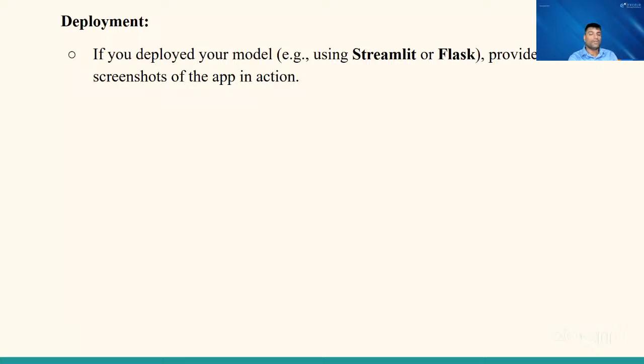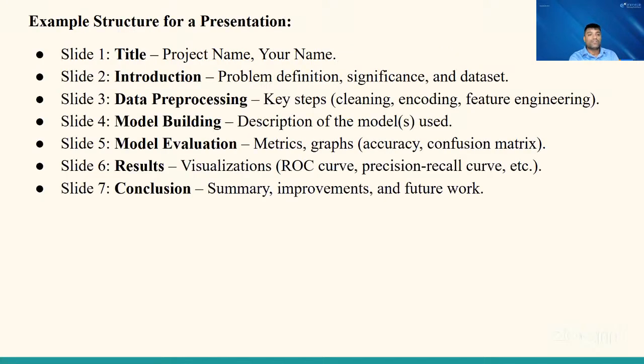Next is deployment. Coming to the deployment part, there are two important applications where we can deploy a particular project. One is Streamlit and the other is Flask. These are the two important applications on which the model can be deployed. So this is the structure of how you can represent your project: title, introduction, then data pre-processing, model building, model evaluation, results, and conclusion. This is how you present your project.